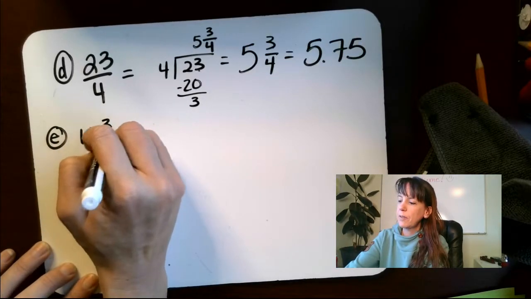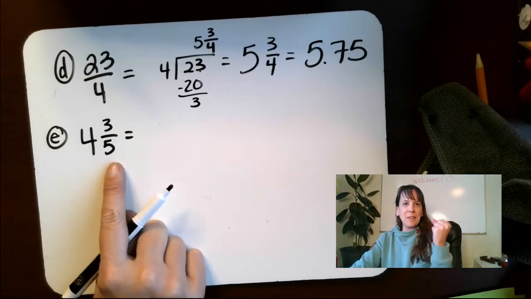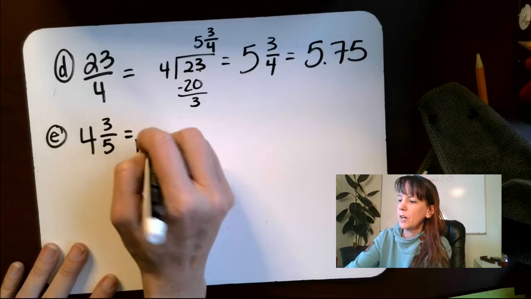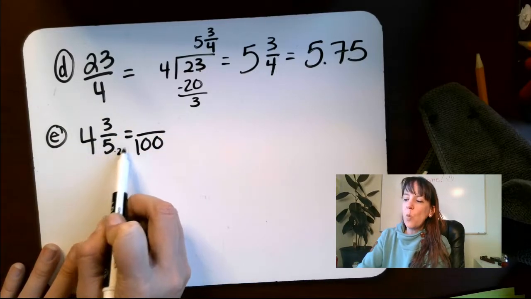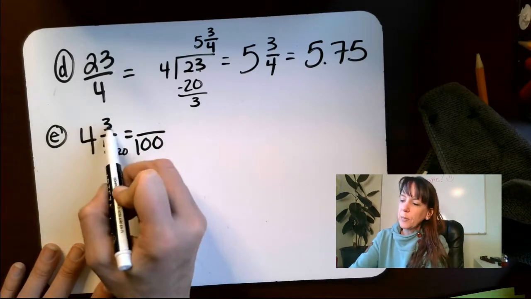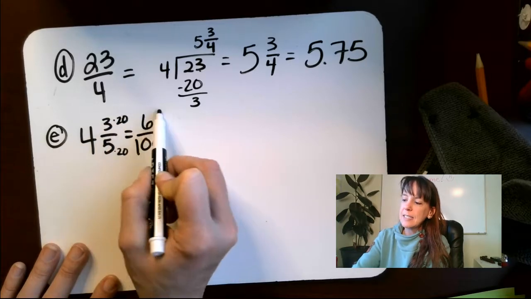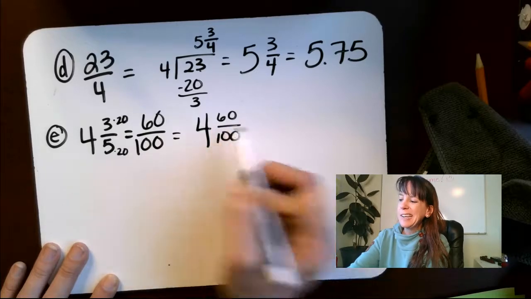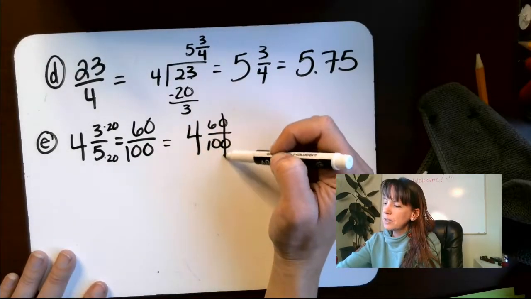E, 4 and 3/5. Yes, when we see something on the bottom that is a multiple of 100, our day is good. We got this. We're going to put this over 100. 5 times 20 will give me 100. 3 times 20 gives me 60. So really what this is, 4 and 60 over 100. Let's just make it easier. We're going to lob those zeros off.